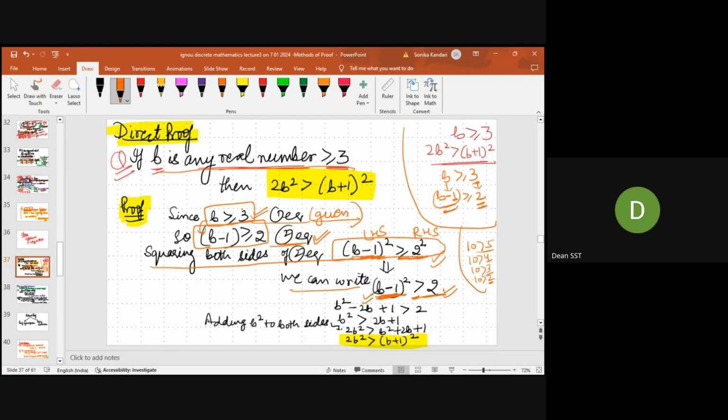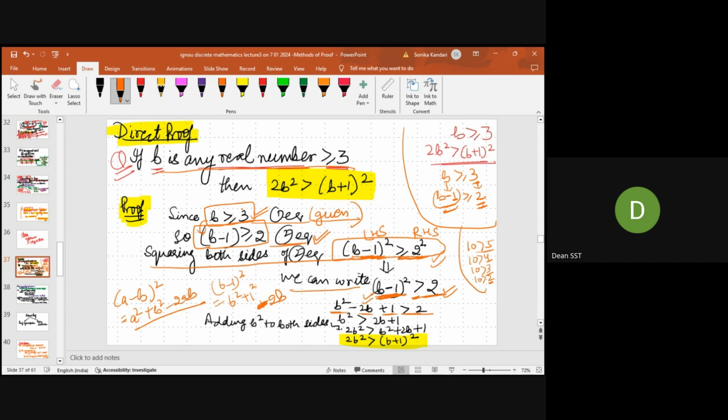Now open this. You know (A minus B) square. What is the output of this? A square. Yes, class. A square plus B square minus 2AB. Fine. So we have expanded this. Yes. (B minus 1) square is equal to B square plus 1 square minus 2B. Fine. So B square minus 2B plus 1 is greater than 0. Is it clear till now?